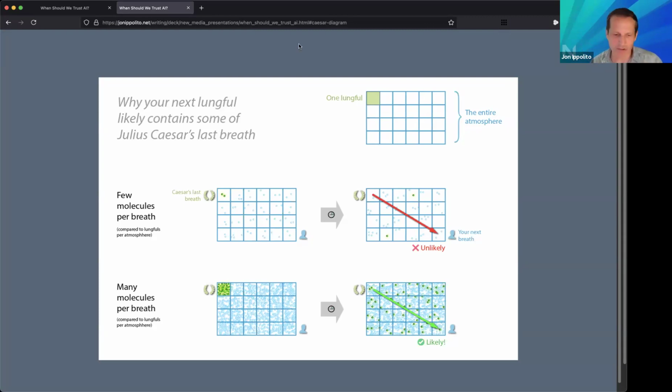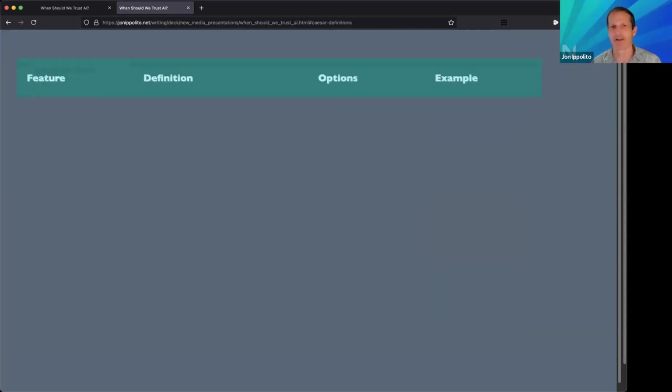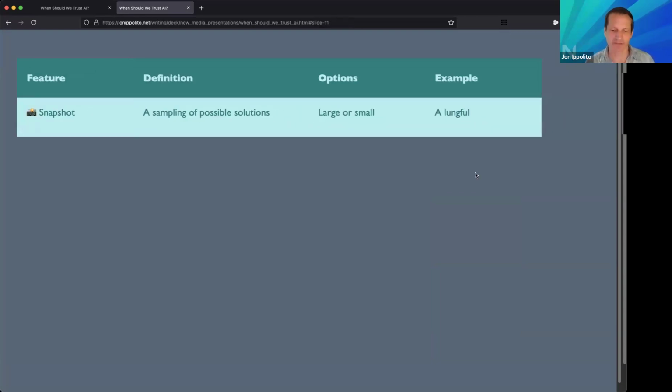Okay, so what the heck does this have to do with large language models, Julius Caesar dying and us breathing in his air? Well, I think there are some parallels that are important to think about, and they help us think about when these models can be used appropriately, when they are what I'm calling opportunistic tasks or scenarios. So first, I'm going to define a couple of things.